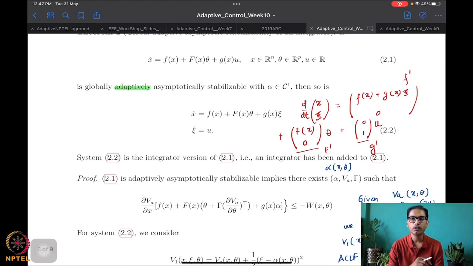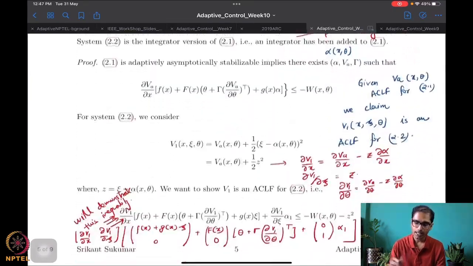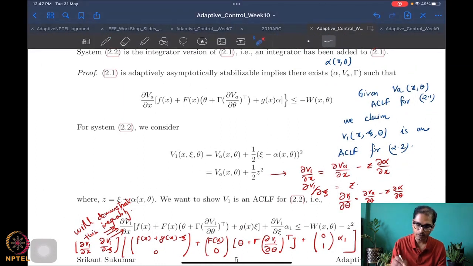Now, we of course had particular methods of doing that. We essentially took the ACLF of system 2.1 and added to it a backstepping error term, right? And that was how we constructed a new control law, and of course we got an adaptation law and so on and so forth, right?